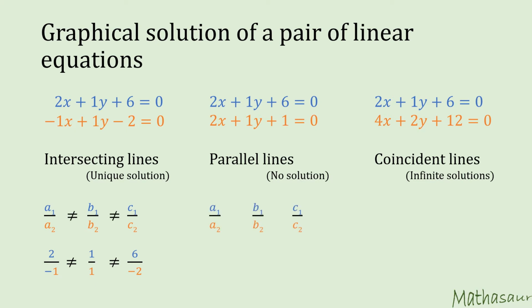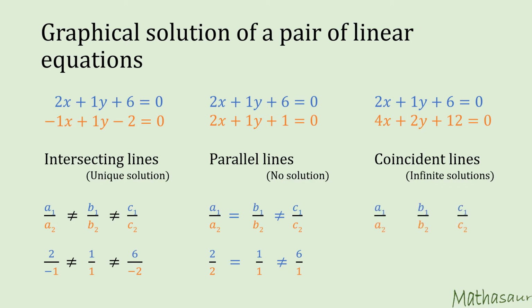Let us look at parallel lines. Once again, let us write down the ratios of these coefficients. We see that a1 by a2 reduces to 1. b1 by b2 is also equal to 1. However, c1 by c2 does not reduce to 1. In other words, we see that a1 by a2 equals b1 by b2. But these two are not equal to c1 by c2.